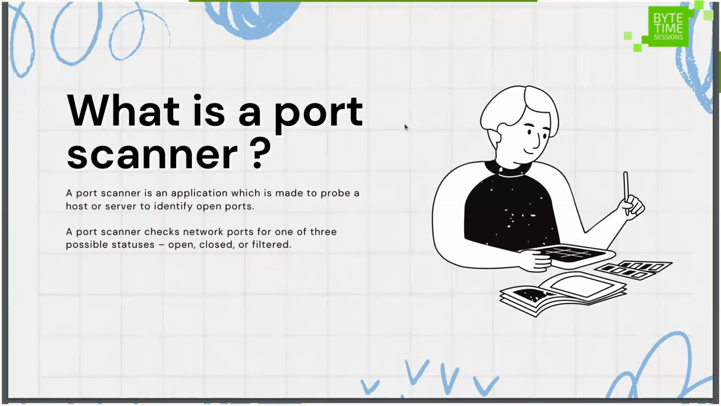There's another definition over here. It says a port scanner can check network ports for one of three possible statuses: open, closed, or filtered. So it's checking the port to see if it is one of these three statuses. Basically, when we want to do port scanning, these are the statuses that we look at to see if the port is available for us to interact with.